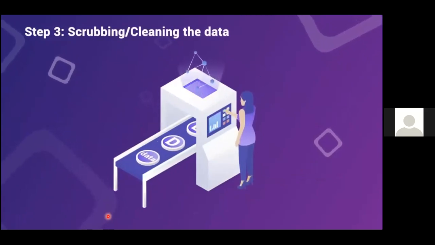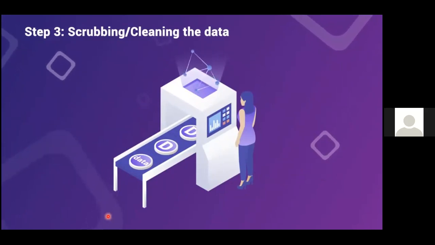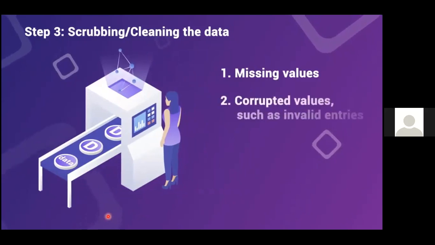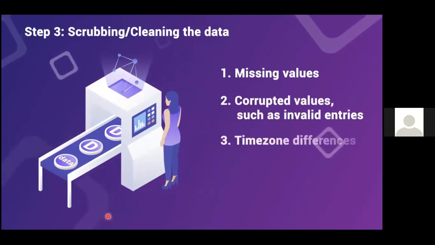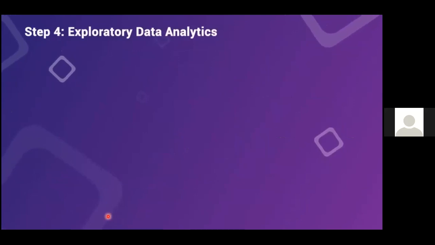Step 3. Scrubbing, cleaning the data. This process is for us to clean and to filter the data. In this process, you need to convert the data from one format to another and consolidate everything into one standardized format. A few common things to check are: 1. Missing values. 2. Corrupted values, such as invalid entries. 3. Time zone differences. 4. Data range errors. Data cleaning itself takes around 60% of the time for the entire process.